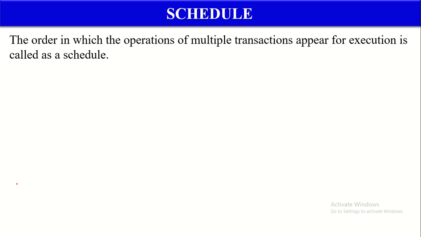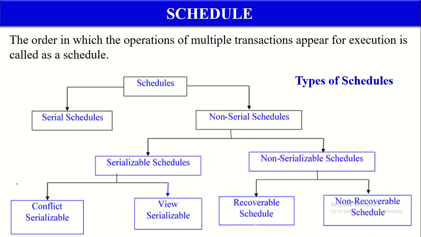Let us discuss the types of schedules. We can classify the schedules into two types, serial schedule and non-serial schedule. And this non-serial schedule can again be classified into serializable and non-serializable, whereas serializable can be classified into conflict and view serializable. Then non-serializable schedule can be classified into recoverable and non-recoverable schedule.